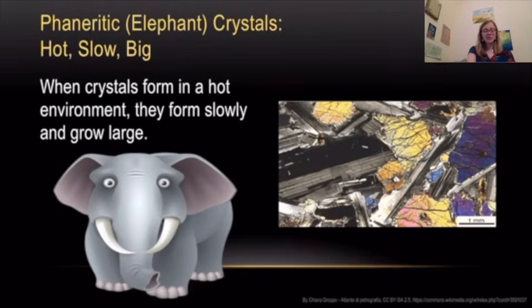All right. We're going to have two different sizes for crystals in a rock. We'll have phaneritic and aphanitic sizes. So for phaneritic, I want you to think of an elephant. These crystals grow in hot environments. They grow very slowly and they grow very large. So think of a large elephant maybe living in India or something in a hot environment. These crystals get very large comparatively in size.